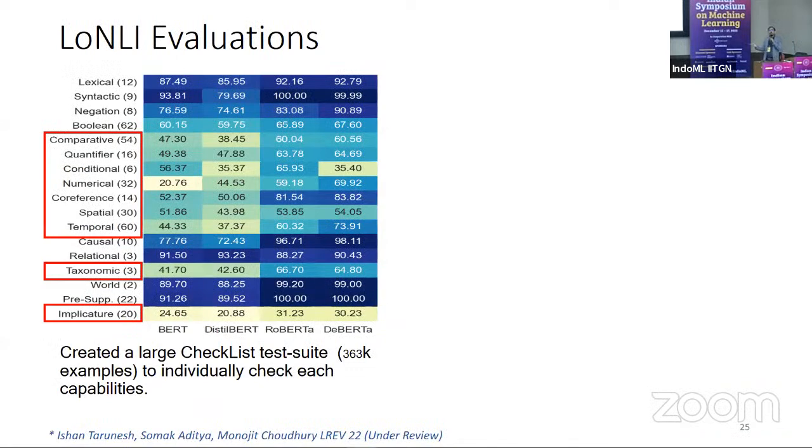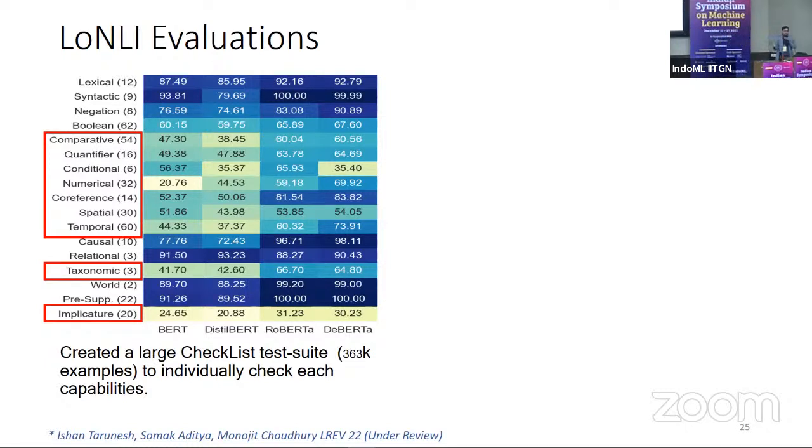Let's look at what we found from the CheckList NLI evaluation. Remember, the difference between the CheckList NLI and the TaxiNLI dataset is that here each example corresponds to only one category. So we don't need any contribution analysis or factor analysis. Here we saw a very similar thing, with larger models like BERT, RoBERTa, DeBERTa, that there is this whole bucket where they are still lacking in performance. You see comparative, quantifier, coreference, spatial, temporal, taxonomic implication, etc.